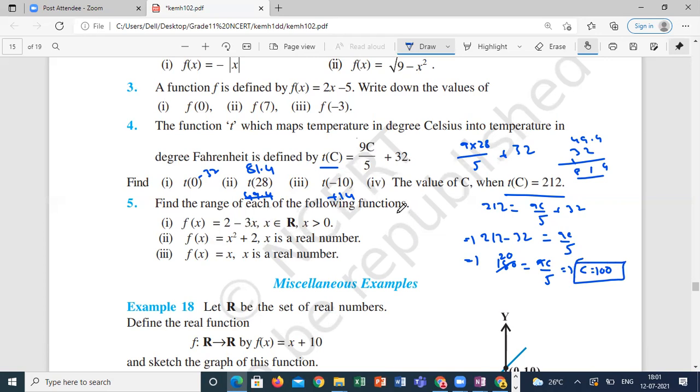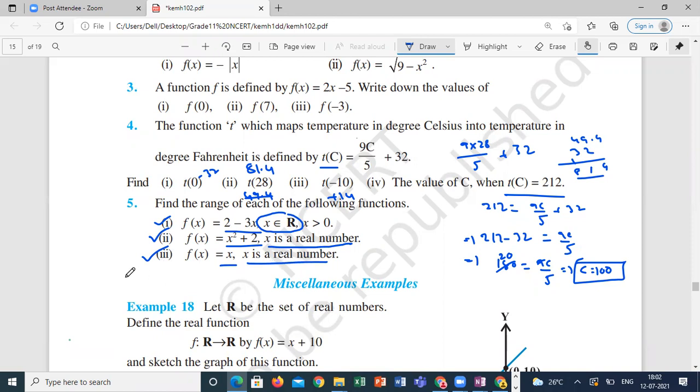Find the range of each of the following functions. See, the function is a linear function. All these functions are linear. If the function is linear, what is its range, guys? All real numbers. It's very simple. This represents a straight line. So, according to our standard functions discussion, you can straight away write like this. This x represents the domain. x is a real number, that is the domain. They gave the domain; they are asking the range.